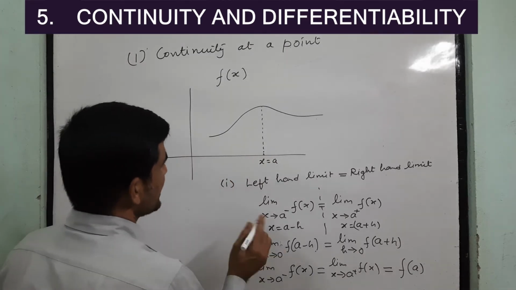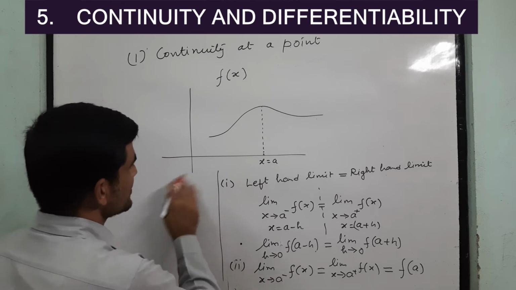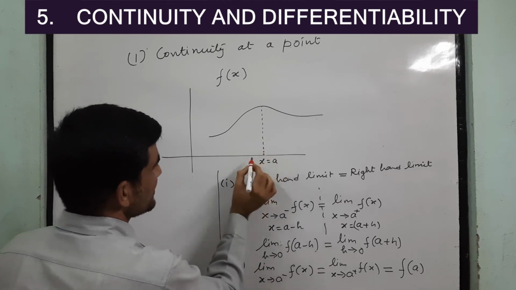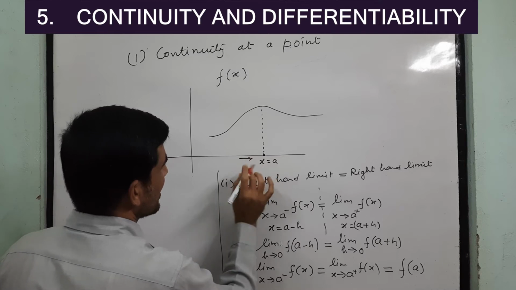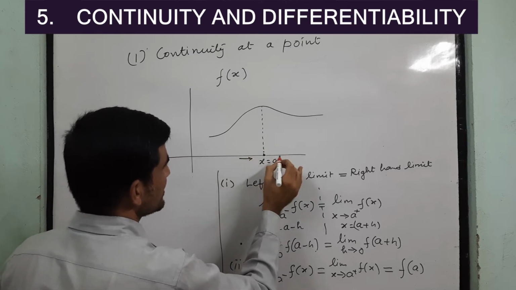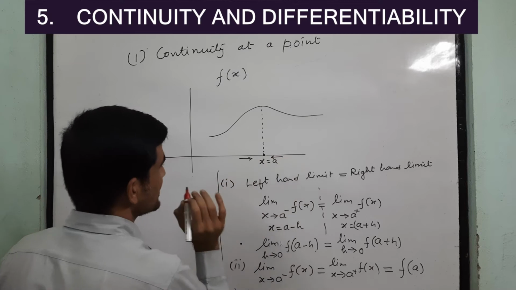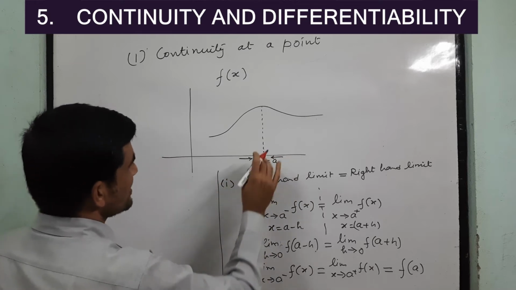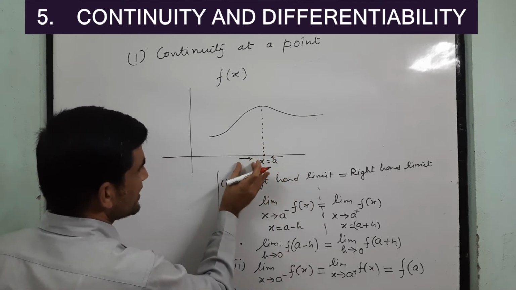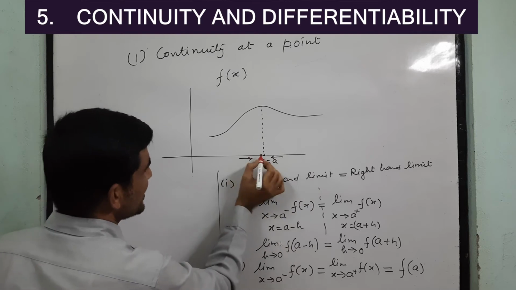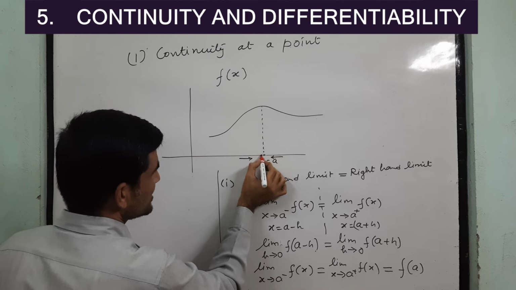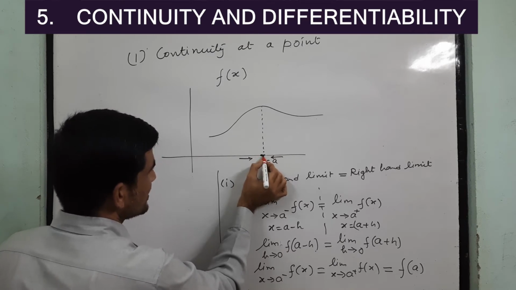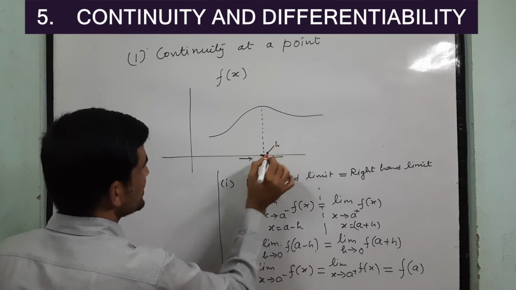As you know, we can approach the point a from the left hand side. We can also approach the point from the right hand side, as we saw in the previous classes. That is called the left hand limit and right hand limit. So when we are taking a point very near to this x, suppose here is the point, and the distance is h, a very small distance h.